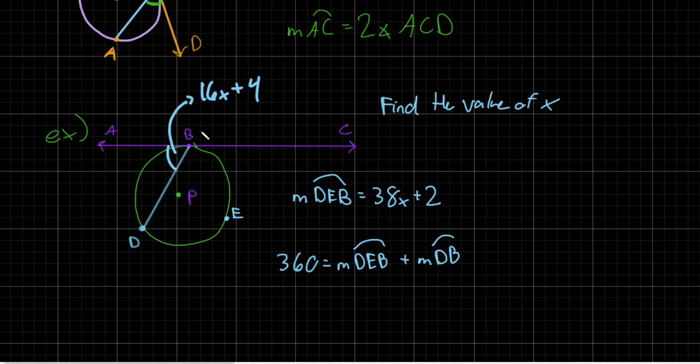All the arcs, we add up all the arcs in a circle, they're all going to add up to 360, because there's 360 degrees in a circle. So we're talking about the degree measurement of both of these arcs. Do you know either one of these right now? Which one do you know?